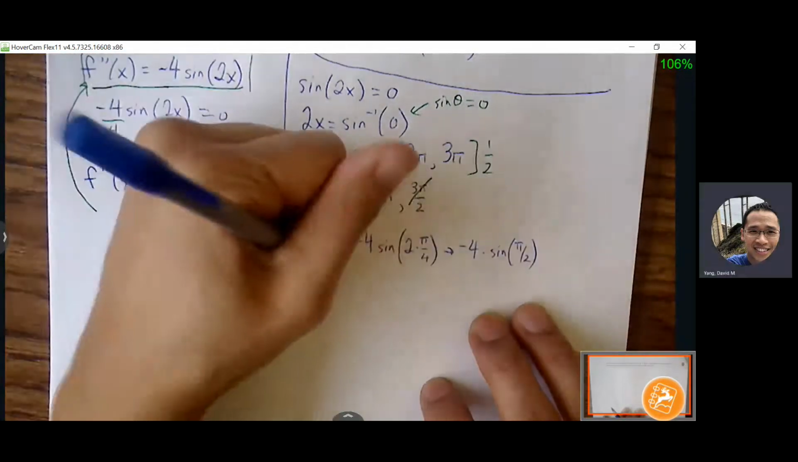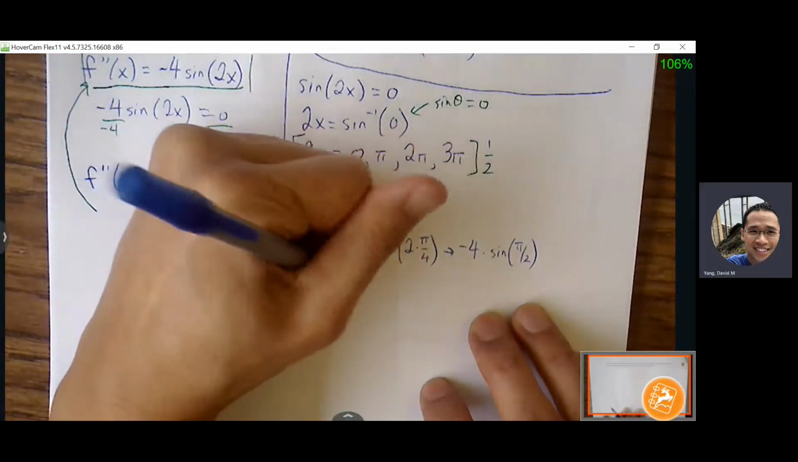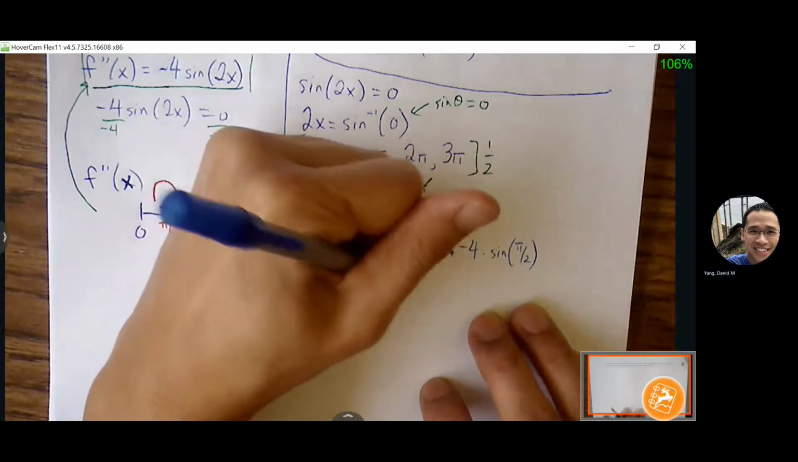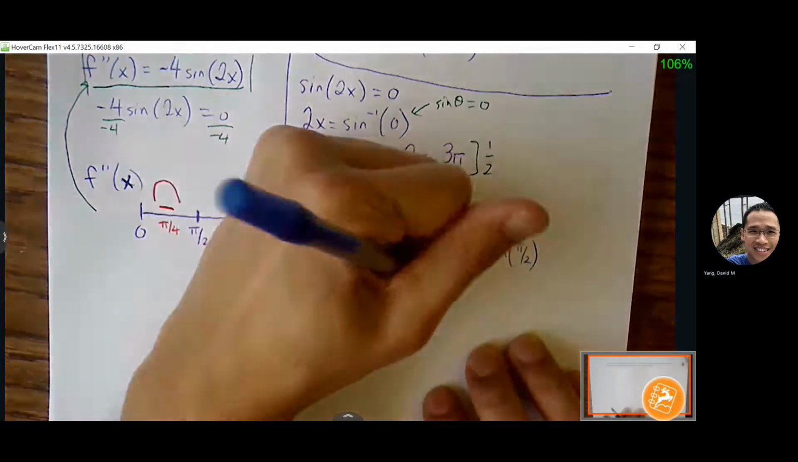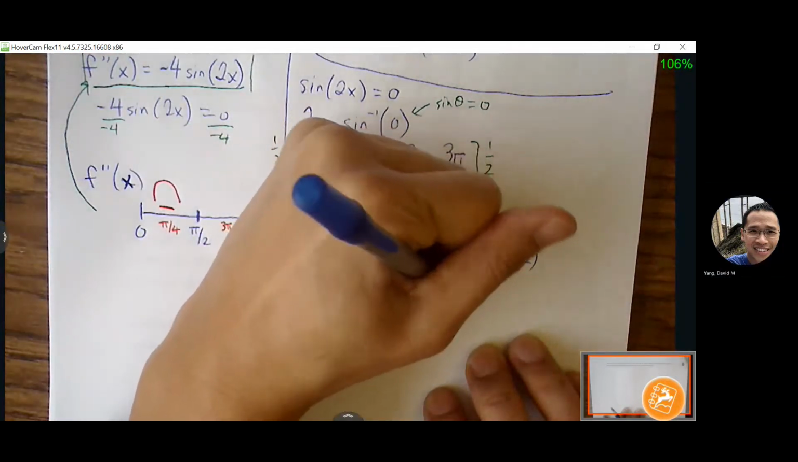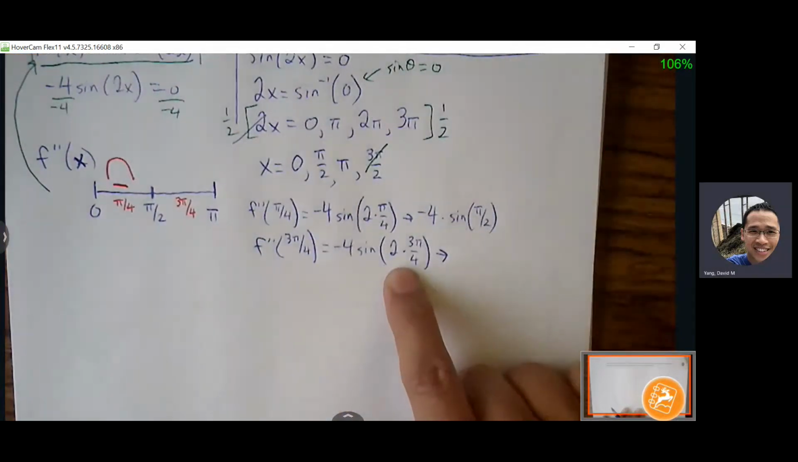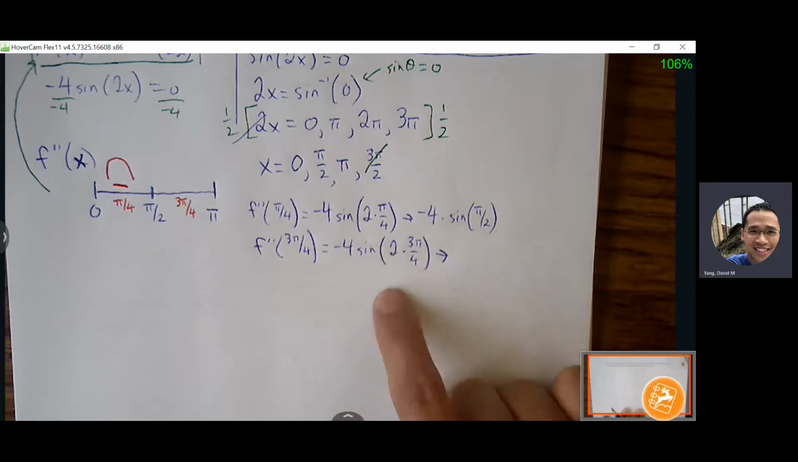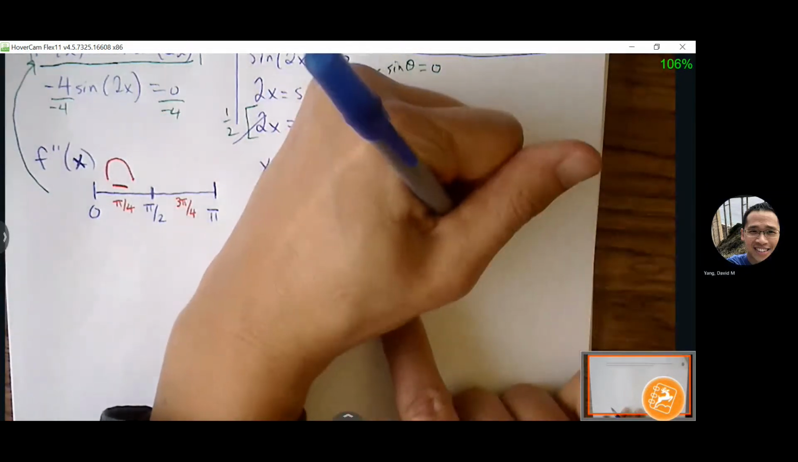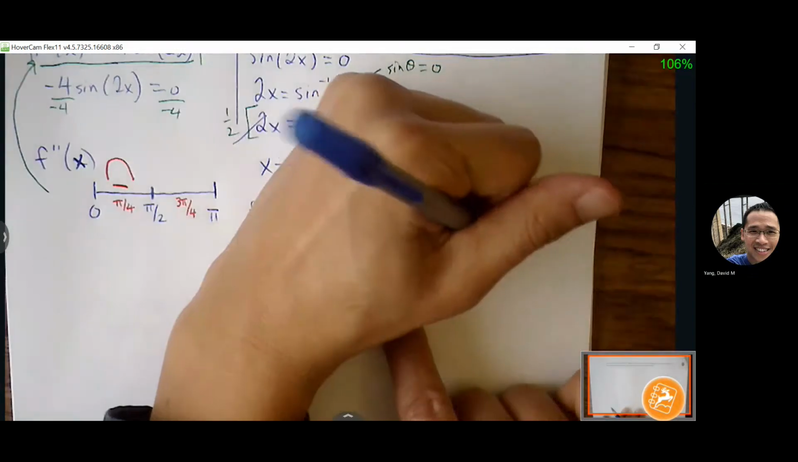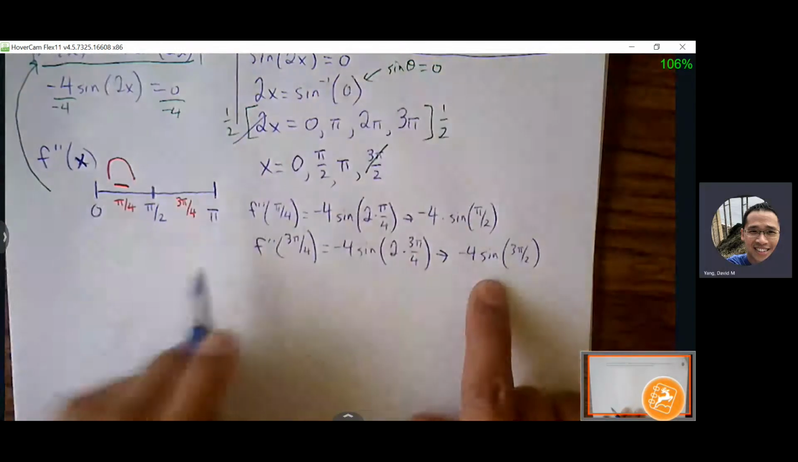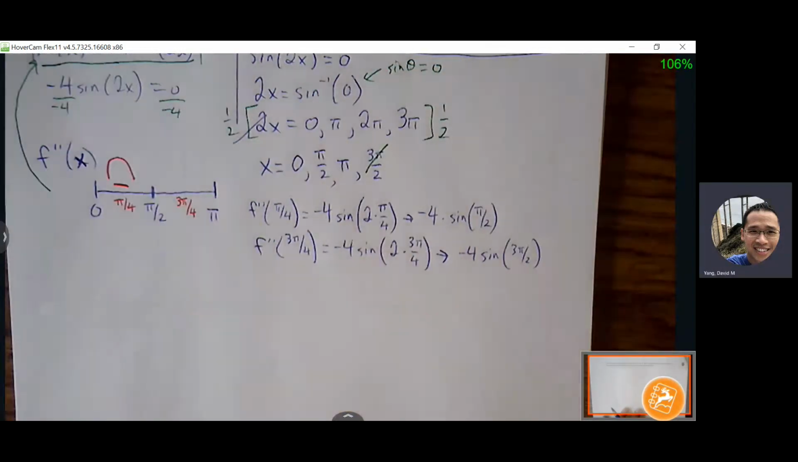Okay, let's test 3 pi over 4. This will reduce down to sine of 3 pi over 2. Sine of 3 pi over 2 is negative. Negative times negative is positive. So I know that this subinterval is going to show concave up.